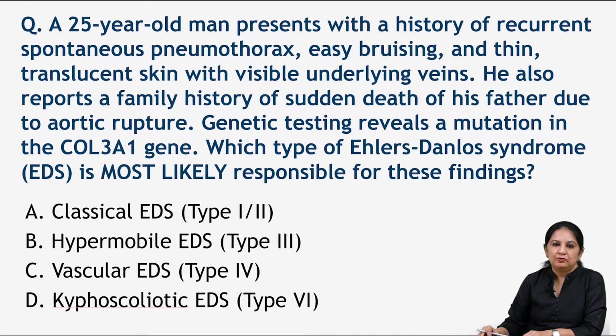A 25-year-old male presents with a history of recurrent spontaneous pneumothorax, easy bruising, thin translucent skin with visible underlying veins. He also reports a family history of sudden death of his father due to aortic rupture. Genetic testing reveals a mutation in COL3A1 gene. Thankfully, they are not asking you to diagnose the case. They have already told you it's a COL3A1 gene mutation, so it is Ehlers-Danlos syndrome. Now, they are asking you which type of Ehlers-Danlos mutation, right? Before answering, I would like you to go through this table, right?